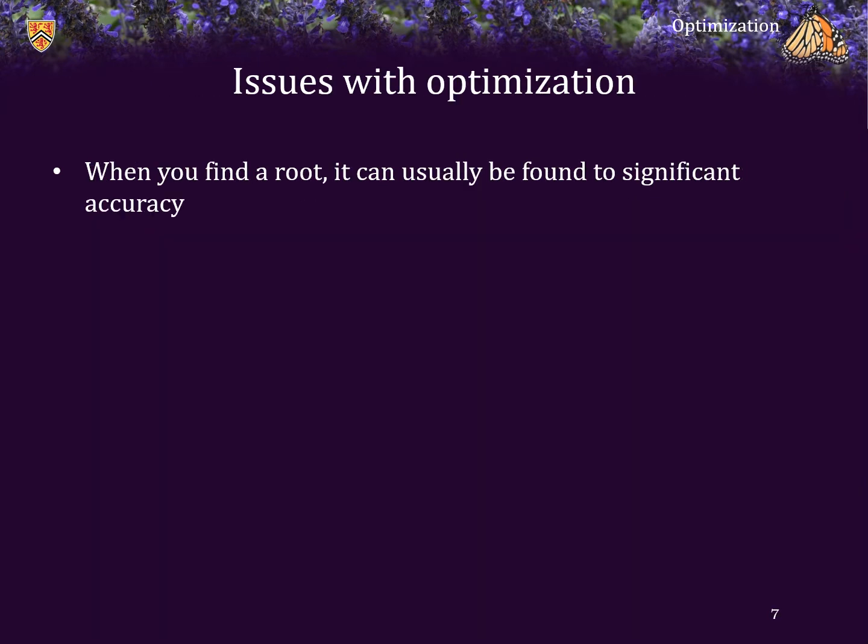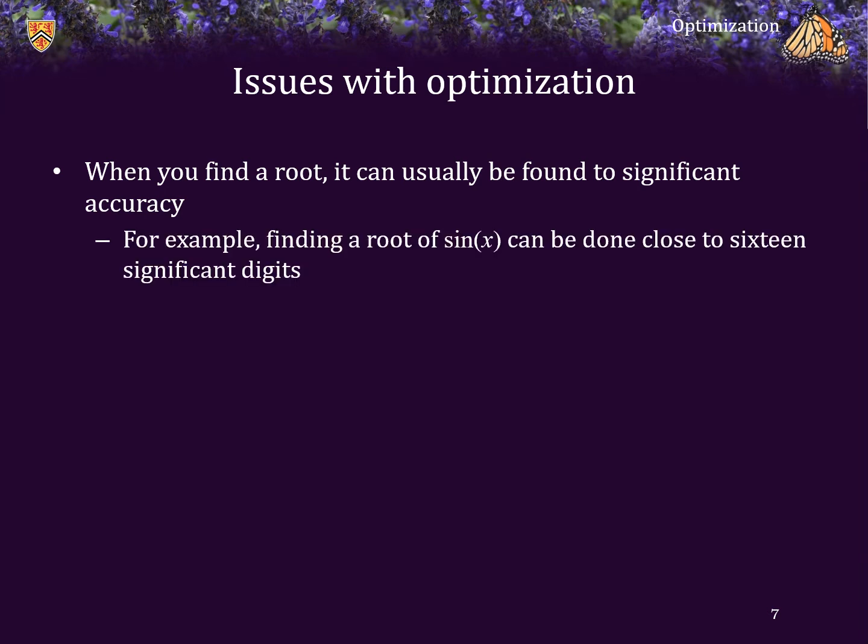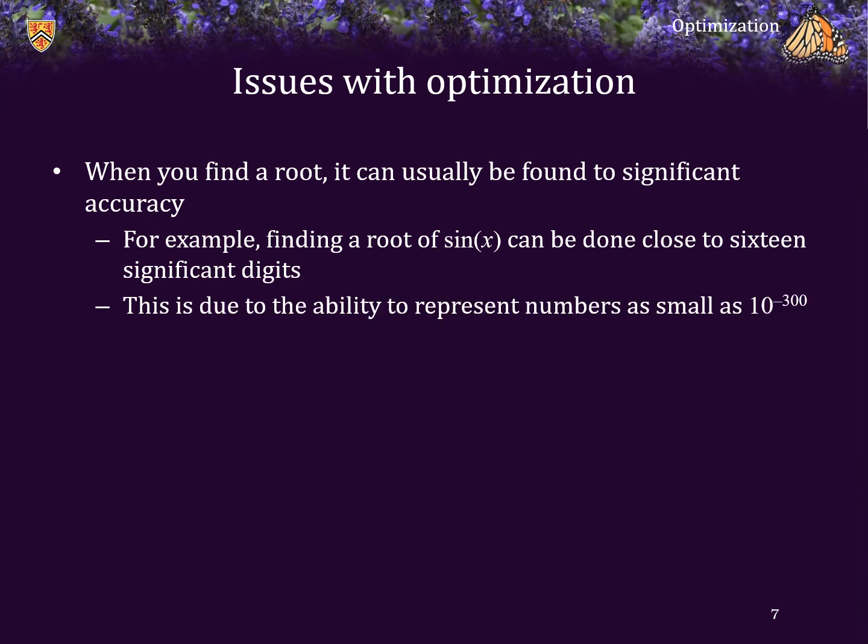Now, when you find a root, it can usually be found to significant accuracy. For example, if you were to try to find a root of sine of x, that can easily be done to 16 significant digits. This is due to the ability that we are finding a root. And so when we evaluate the function at a floating point number close to the root, the value that's returned can be as small as 10 to the negative 300. So we can actually reasonably rely on this technique.